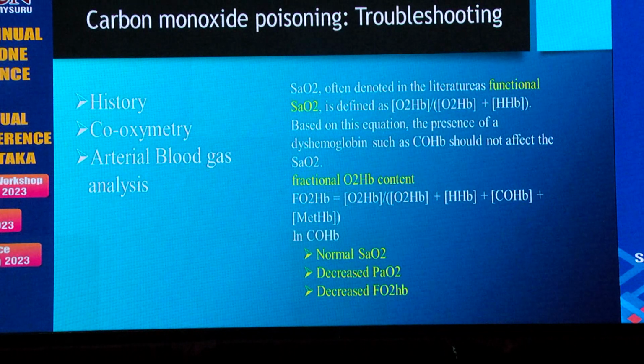But if you have co-oximetry, fractional oxyhemoglobin content has to be calculated. It will be lower, because fractional oxyhemoglobin is the oxyhemoglobin divided by oxyhemoglobin, deoxyhemoglobin, and other methemoglobin and carboxyhemoglobin. So it will be lower. If you use normal conventional arterial blood, SaO2 will be normal. Consider normal SaO2, decreased PaO2, decreased fractional oxyhemoglobin in a co-oximetry. And most importantly, one is history, and use co-oximetry if you need. Mainly you can diagnose by the history.